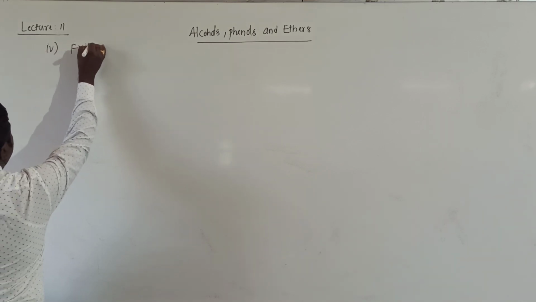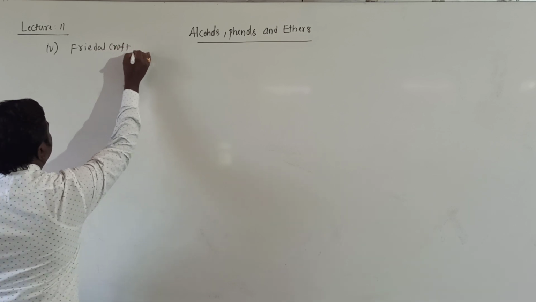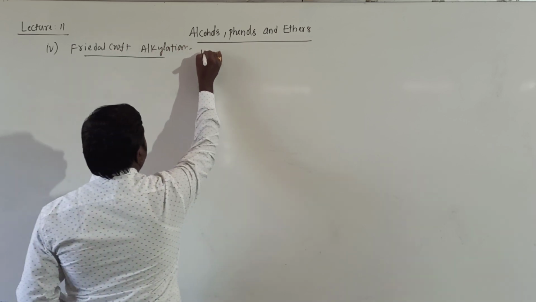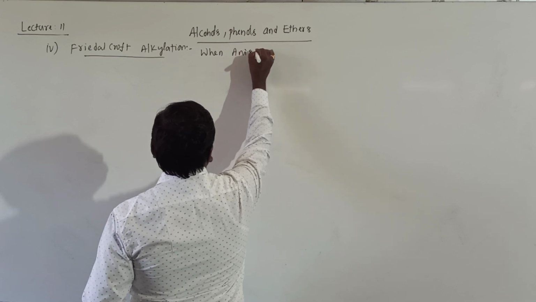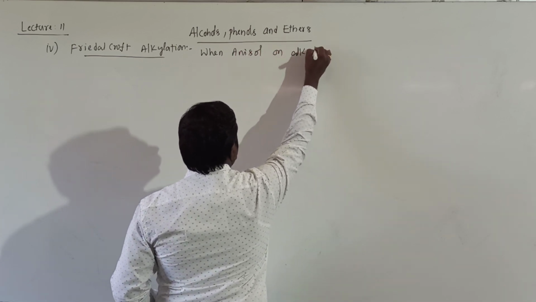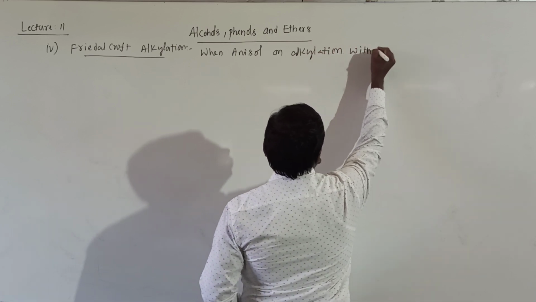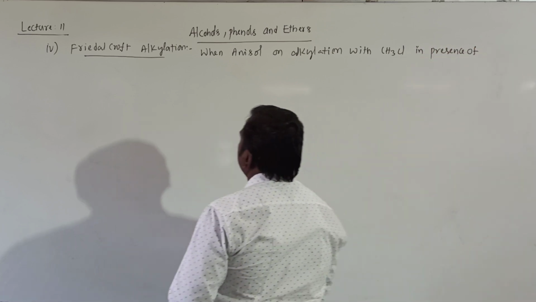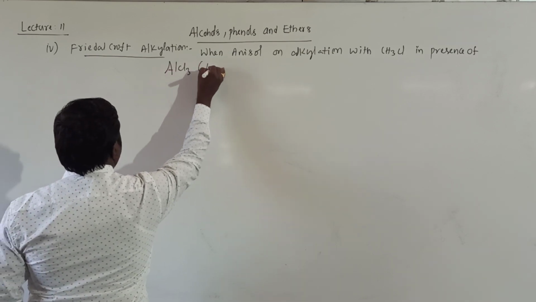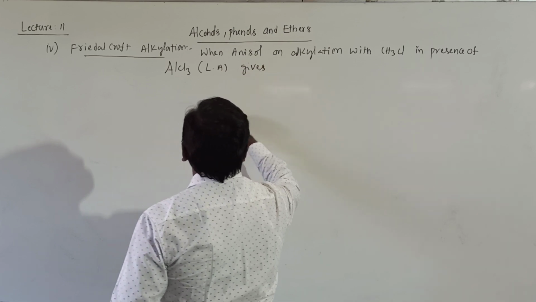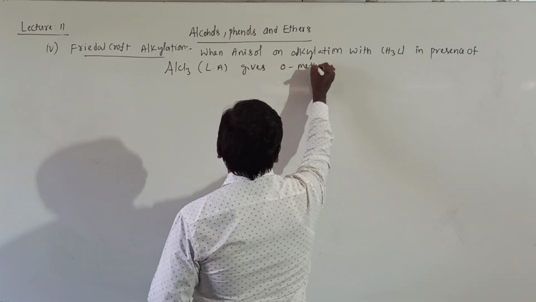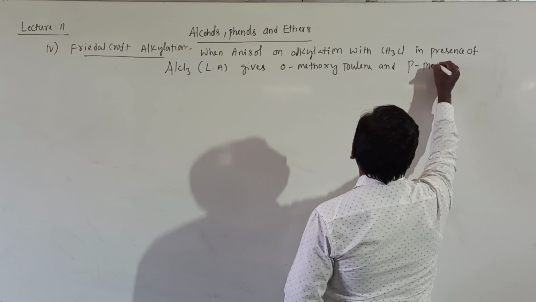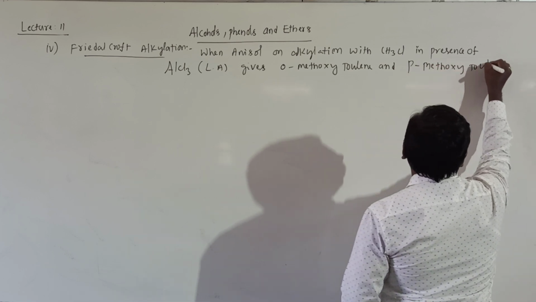Friedel-Crafts alkylation. When anisole undergoes alkylation with CH3Cl in the presence of AlCl3, a Lewis acid, it gives orthomethoxytoluene and paramethoxytoluene.